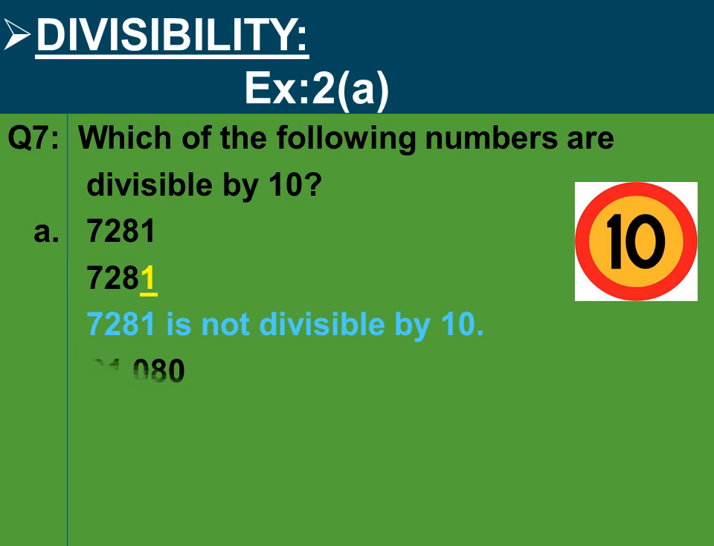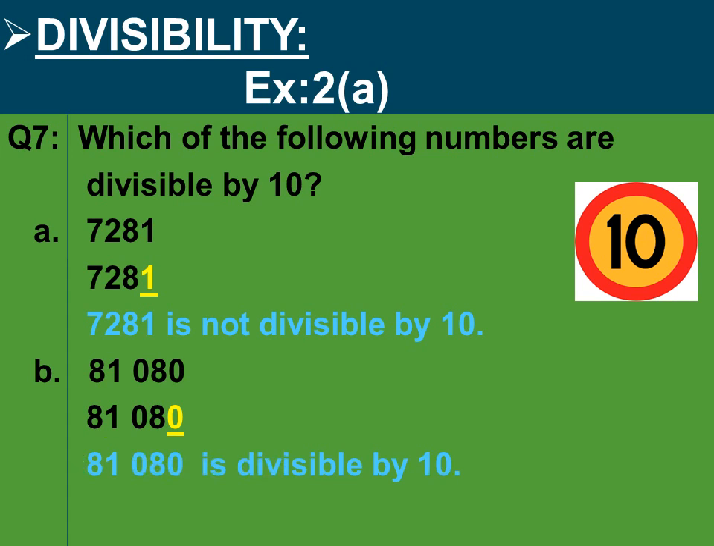Now we will move to the next part, that is part B. Dear students, in part B we have a large number having 5 digits. For checking the divisibility of this large number for 10, we will check the digit at its ones place or the last digit of this given number. Dear students, we can say that the last digit of this given number is 0, which matches the condition for the divisibility rule of 10. So we can say that the given number is divisible by 10.